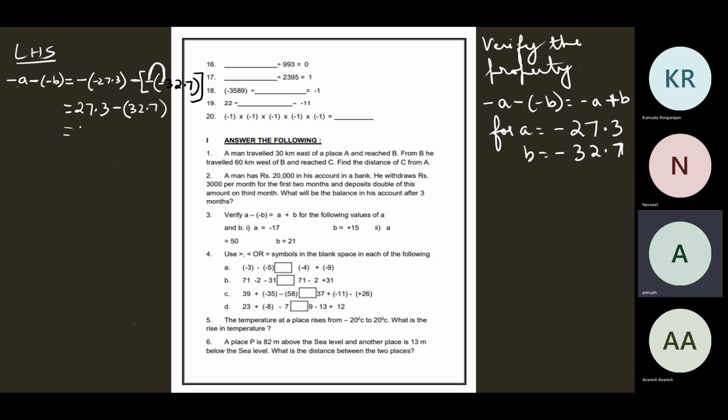Next, Anirudh. Ma'am, we should subtract both, ma'am. No, open the bracket. Ma'am, minus into plus is minus 32.7, ma'am. Now the answer will be 5.4. Plus or minus? Plus 5.4. Ma'am, that only you wrote, ma'am. 5.4. Minus 5.4.